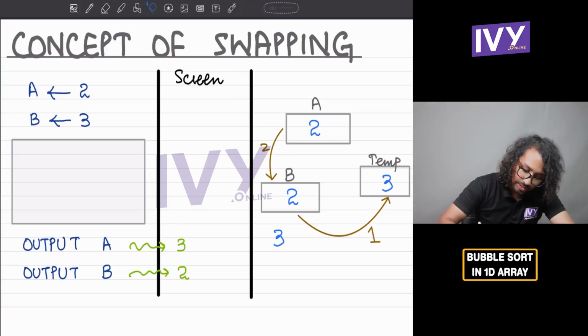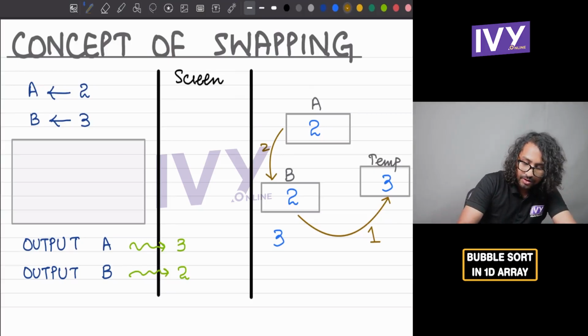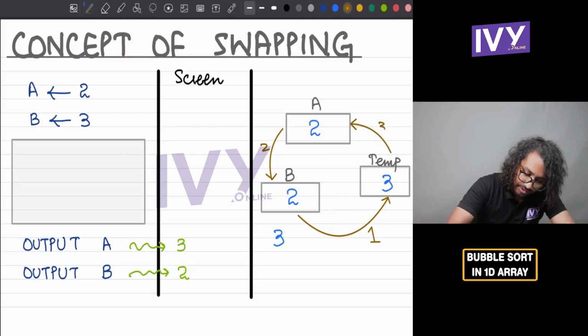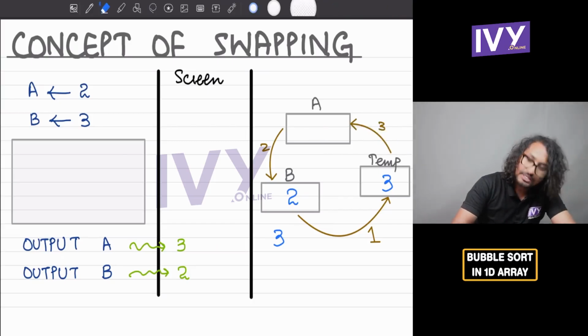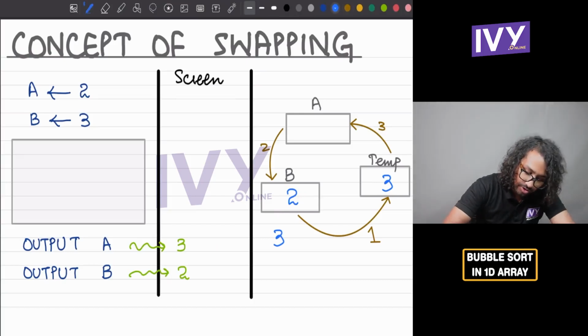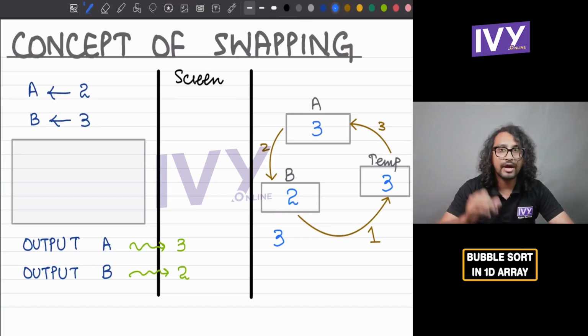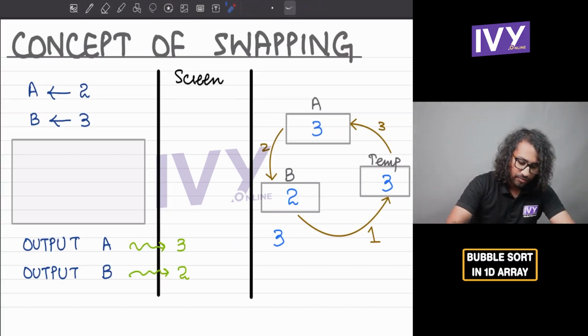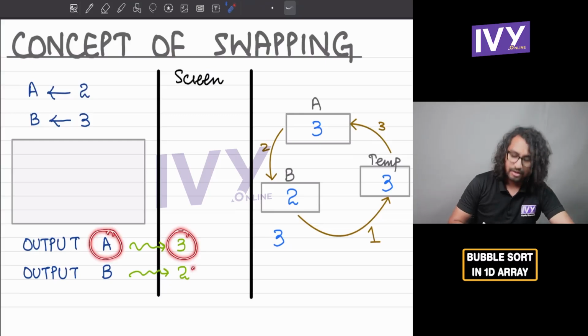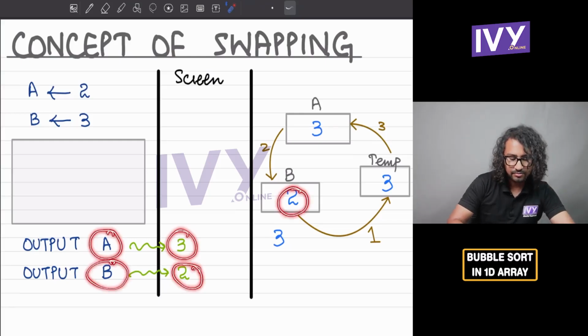Now that we are done with this, what do we need to do? We need to put the value of temp in A. Okay, so it is going to be of this sort. We are going to write 3, and inside A, 3 is going to be stored. Now, if you see, we have successfully placed 3 inside A and 2 inside B.